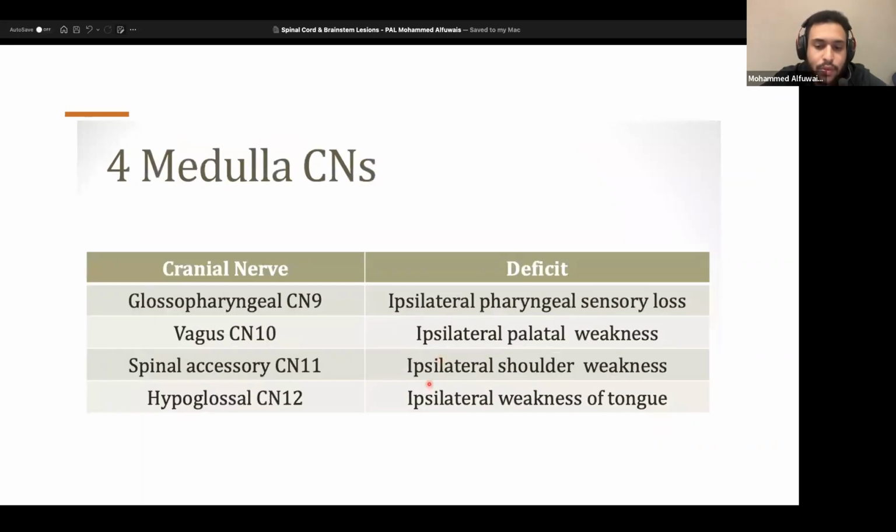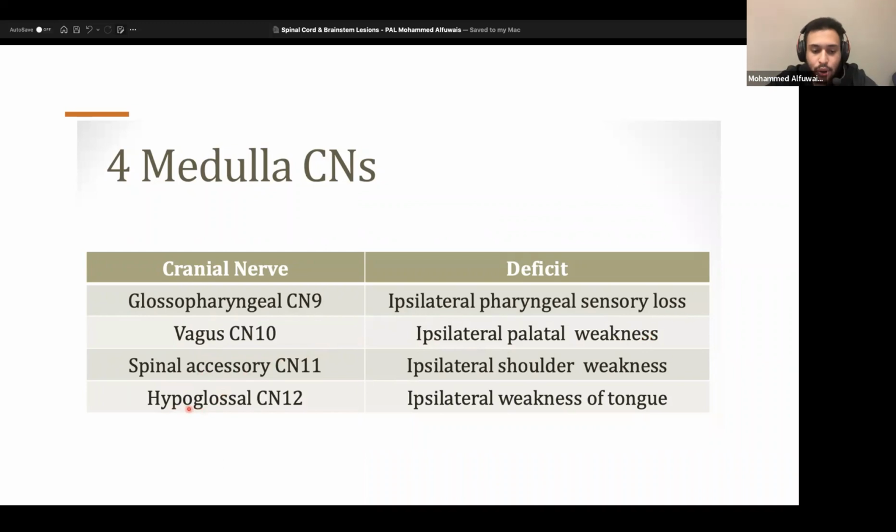Now, the glossopharyngeal nerve, ipsilateral pharyngeal sensory loss. You might have loss of gag reflex, as I mentioned earlier on. You might have loss of taste and general sensation of the posterior 1/3 of the tongue. Vagus nerve, ipsilateral palatal weakness, dysphagia, okay, hoarseness of voice, difficulty speaking, and stuff like that, and loss of cough reflex, okay? Then the spinal accessory, which is going to be ipsilateral shoulder weakness, and then you can't turn your head towards the other side.